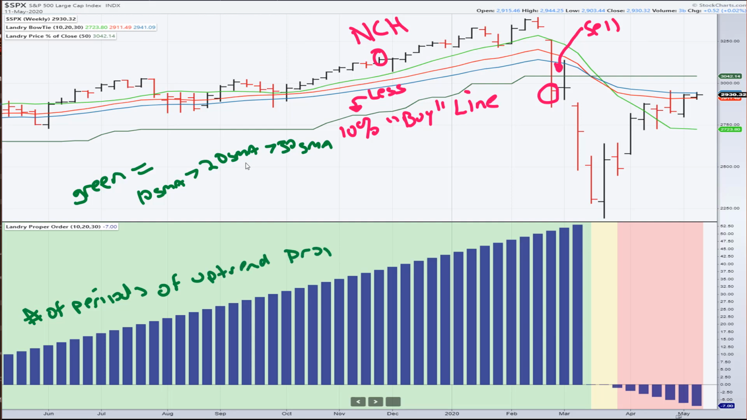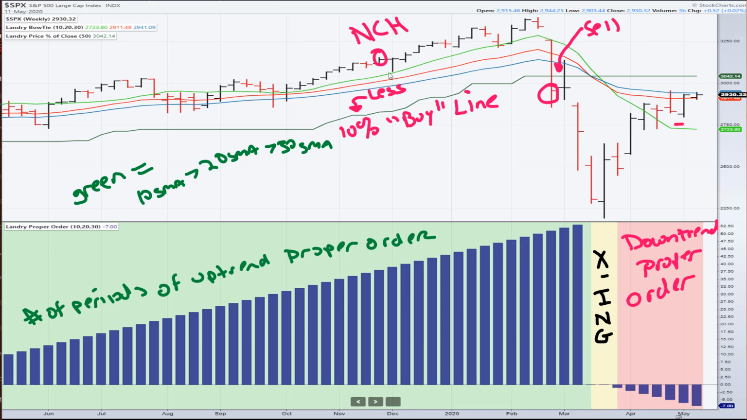Now, if we look at the number of periods in the uptrend, we could see that for a long, long time, remember this is weekly, okay? So this is 52 weeks, so a whole year we've been in uptrend proper order, and obviously the last year or so, the market has headed higher. Now, when the moving averages begin to cross over, but they're not yet in downtrend proper order, meaning that the 10 is not less than the 20 and the 20 is not less than the 30, then this indicator or illustrator, however you want to look at it, goes yellow, kind of like a caution, and then it goes to red when things are in downtrend proper order, meaning again the 10 is less than the 20 and the 20 is less than the 30.